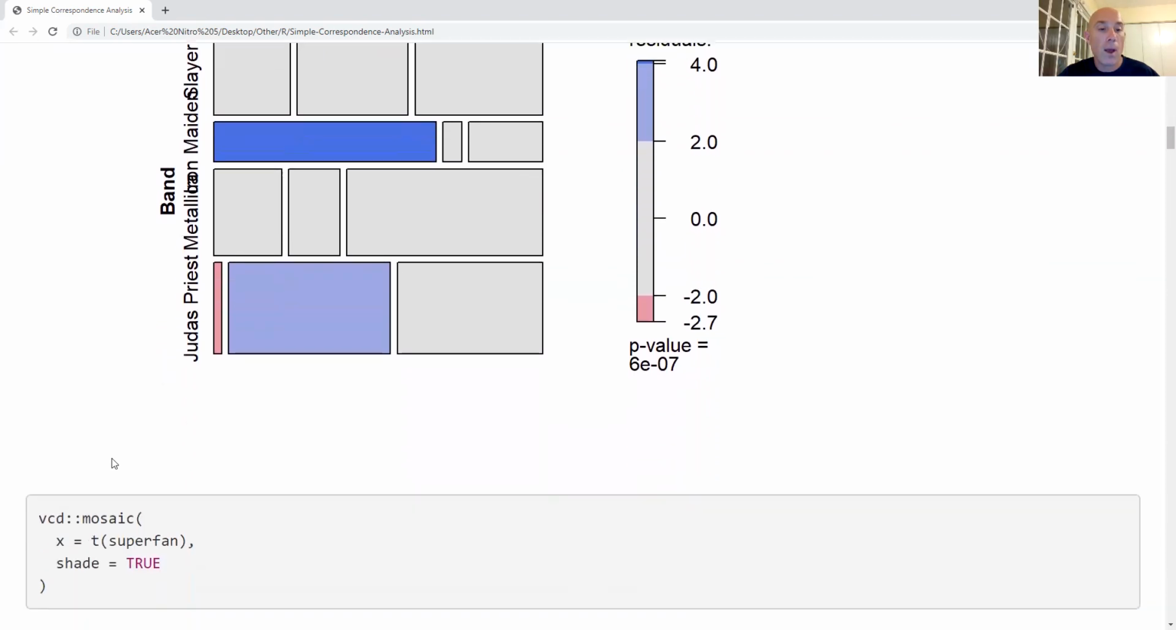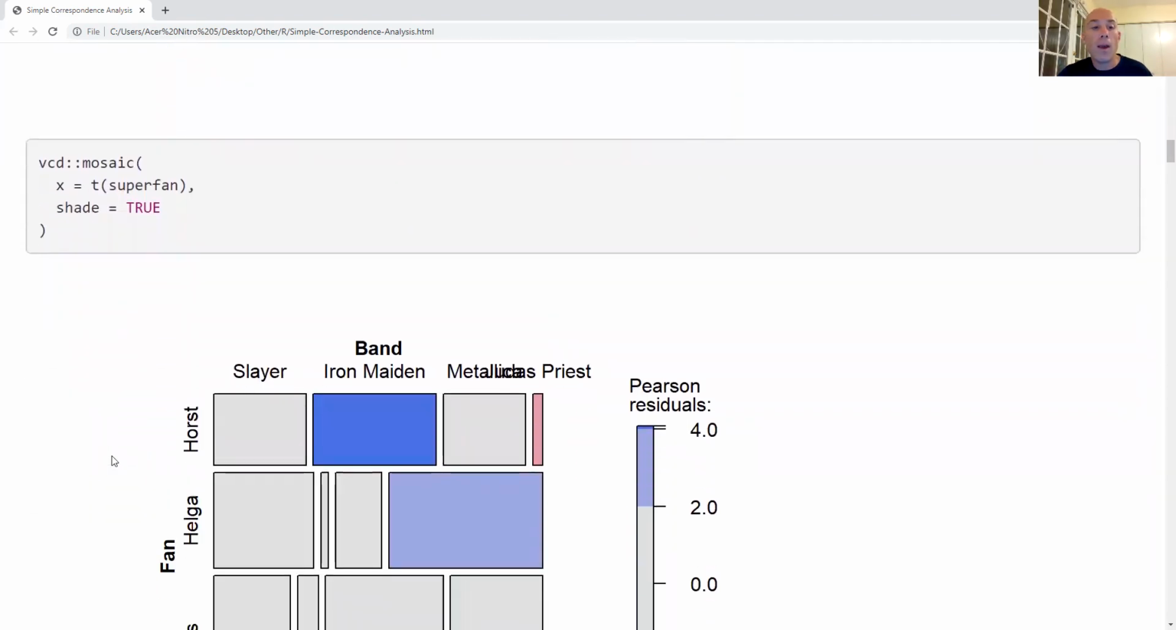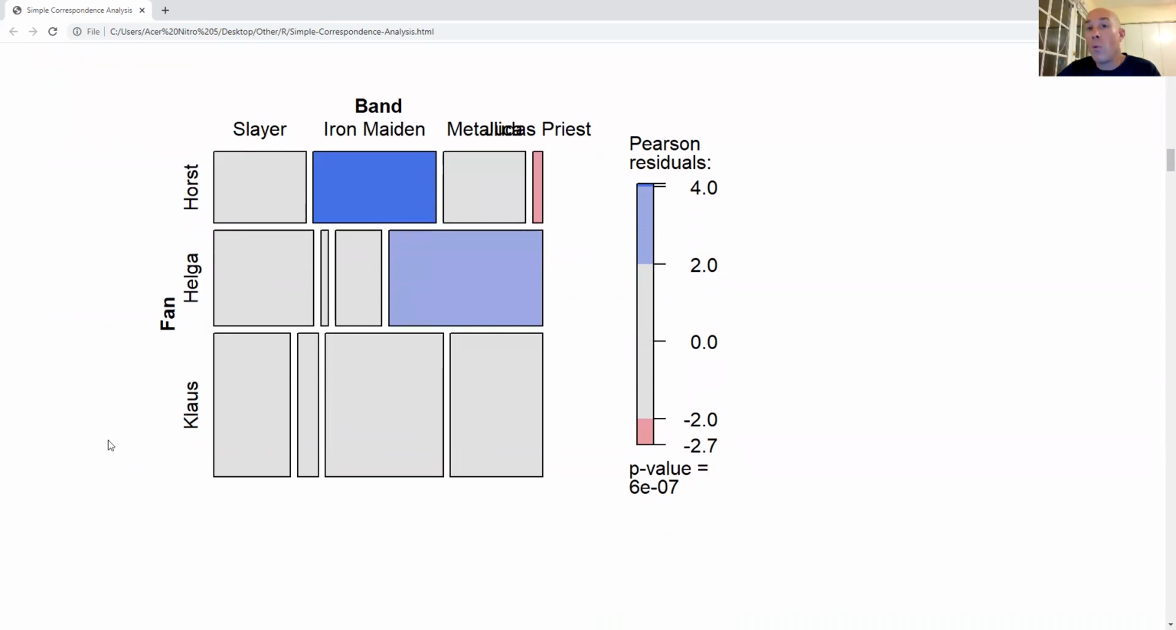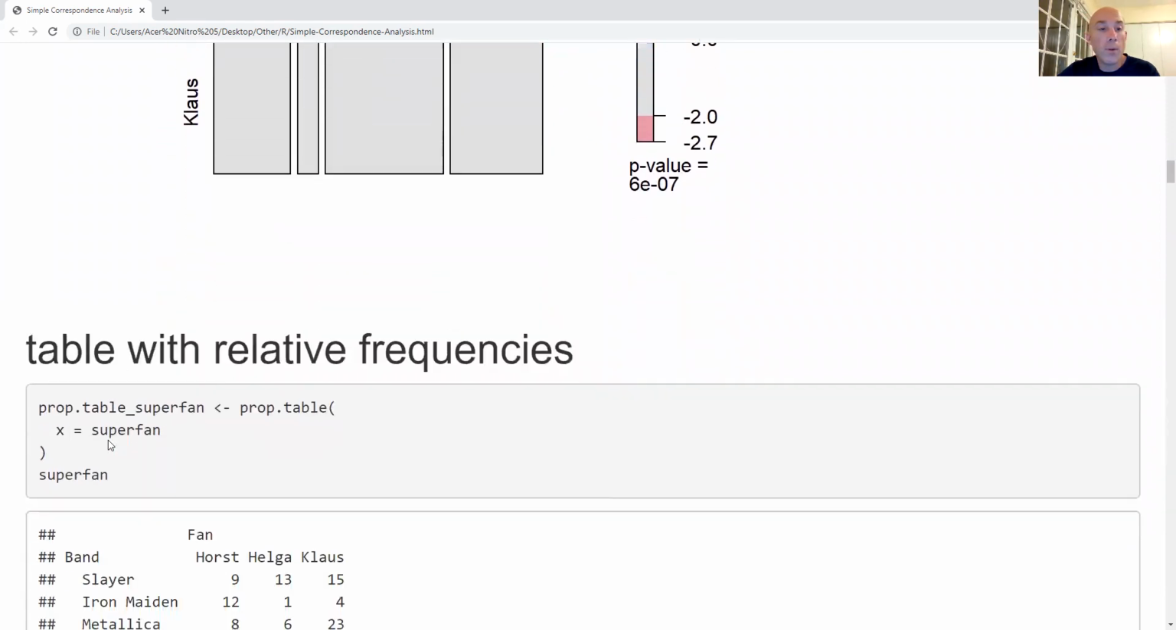Okay, now I go ahead and take a look at this in the other way, where now I put the fans as the rows, and you can see that the bars are consistent going left to right in this manner. And so we see the same information, but previously we had presented by band, now we have it presented by superfan. And both are equally correct for what we're doing.